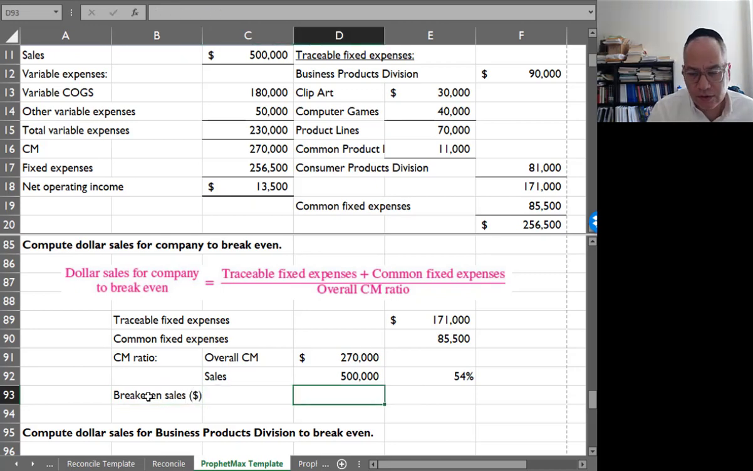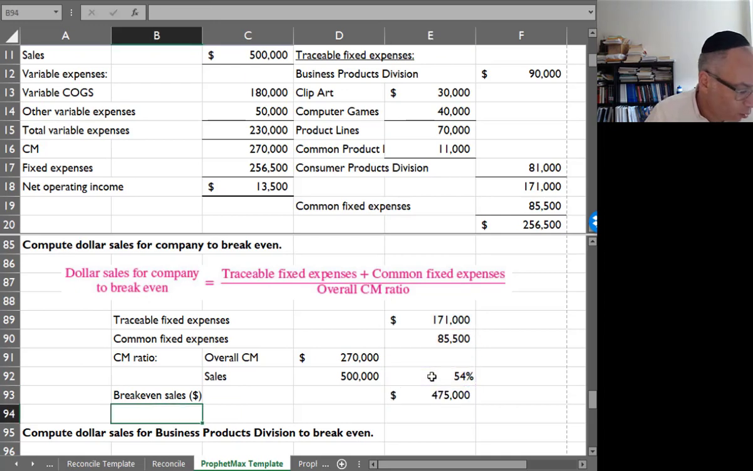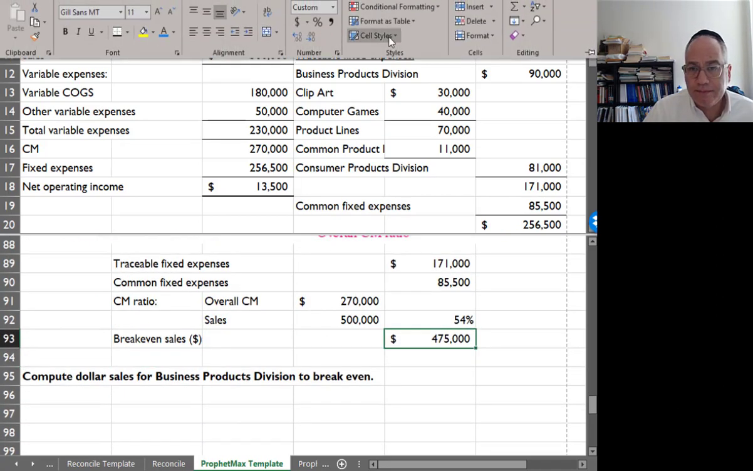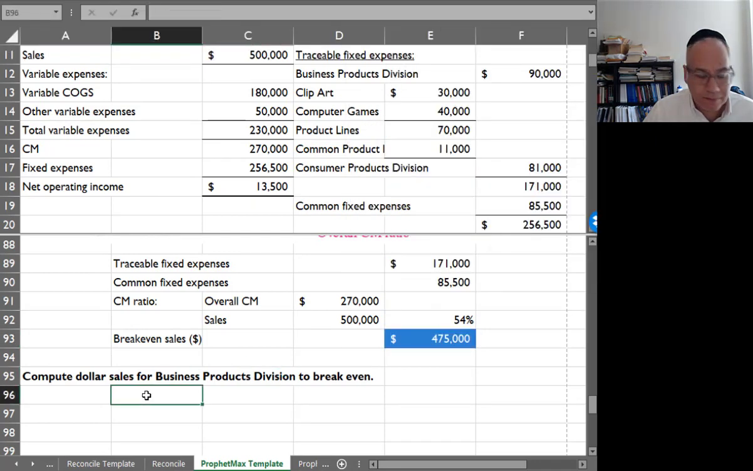So break-even sales in dollars, if you remember, and the formula is given to you up above, would be traceable fixed expenses plus the common fixed expenses divided by the contribution margin ratio, or $475,000. Now compute dollar sales for business products division to break even. All right, let's look at business products division for a moment.